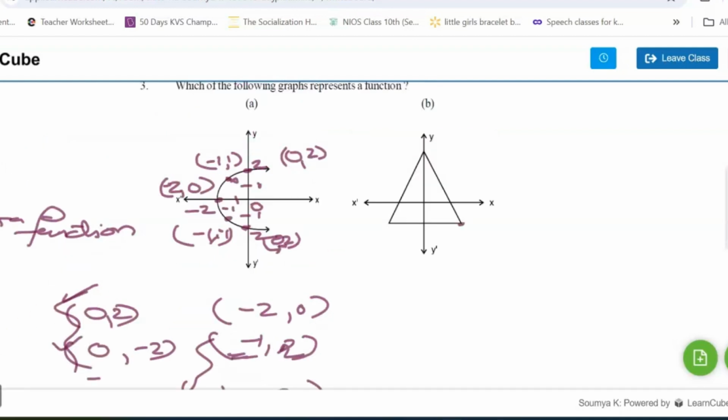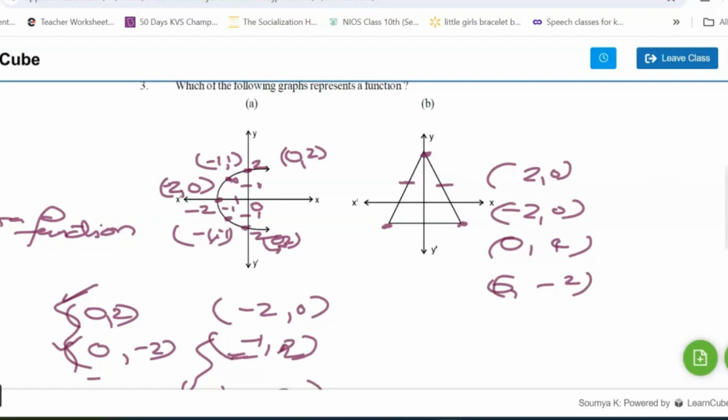Find out the points on the graph. That is, this is one point, this is another point, this is one point, this is one point. Okay, so after finding out the points on the graph, the values will be 2, 0, minus 2, 0. These are the values that you get here. Since the values of x are repeated, it also doesn't symbolize a function. Not a function, due to the same reason.